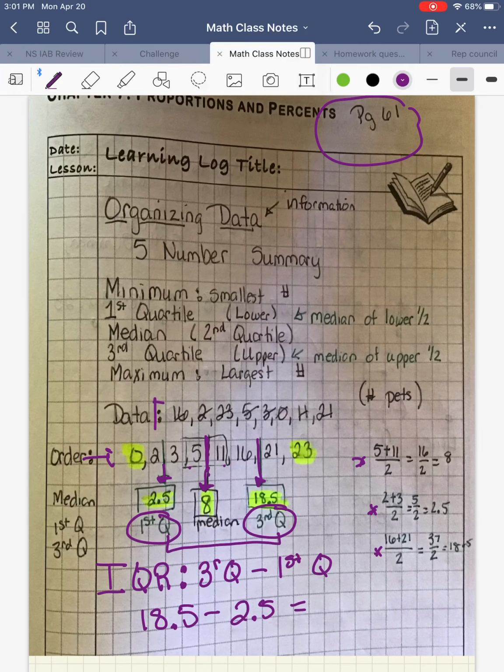And so when we subtract that, 0.5 subtract 0.5 is 0. 18 subtract 2 is 16. So that interquartile range, or IQR, for this data set is 16, meaning that it's 16 between the first quartile and the third. 16 numbers or spaces, whatever you want to call it.